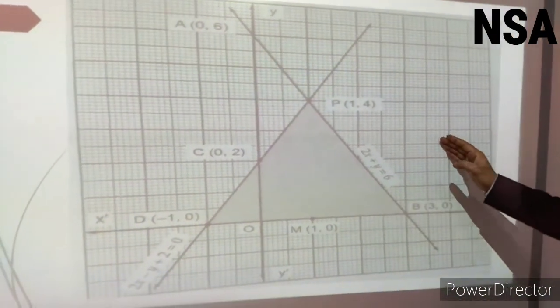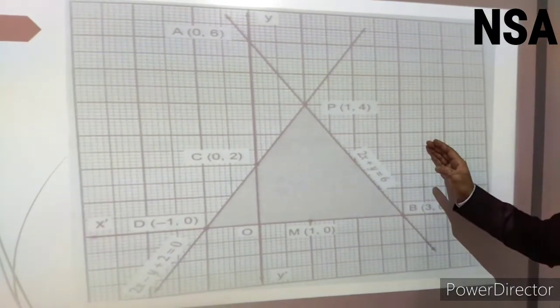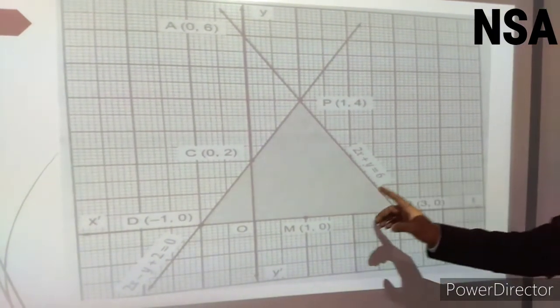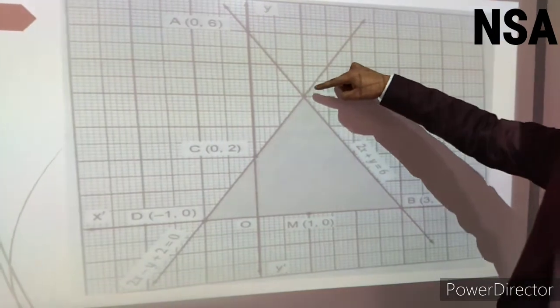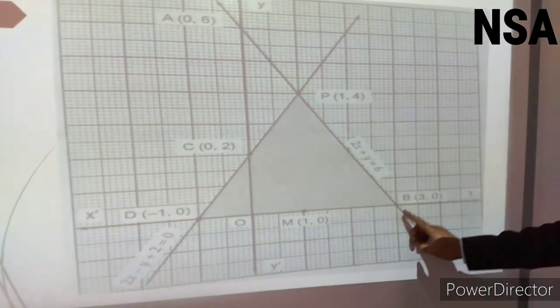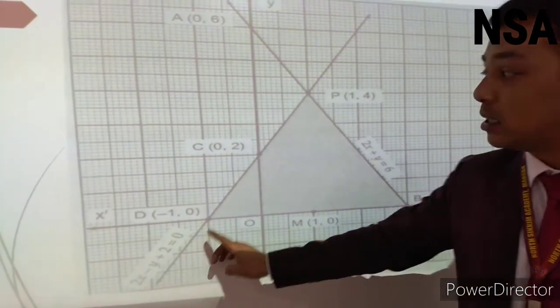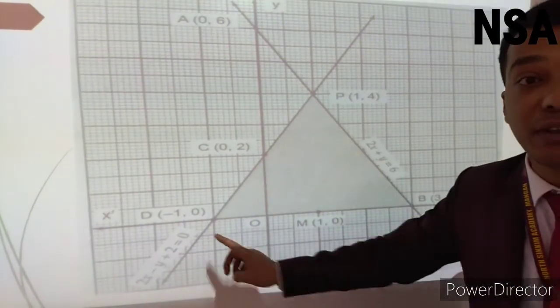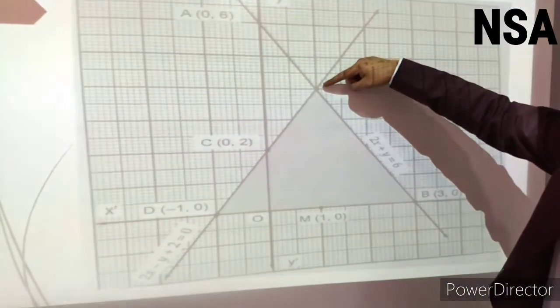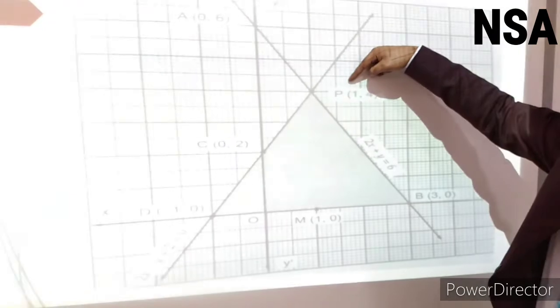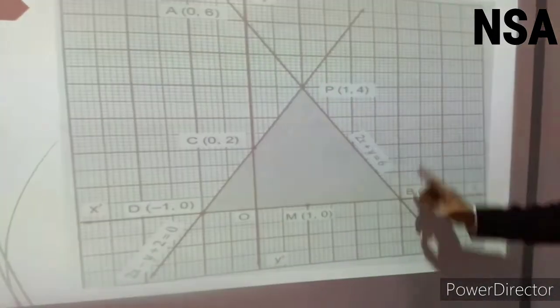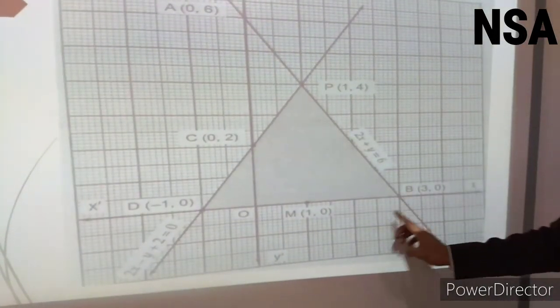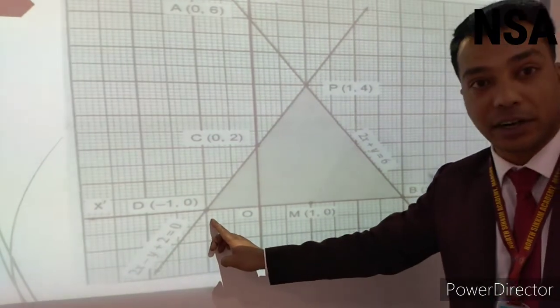As you can see, I have already done the graph work and I have obtained a triangle which is P, B and D. This is the triangle which is formed by the three vertices. These are the points which are known as your vertices. This P point is the first vertex, this B is your second vertex and this D is the third vertex.